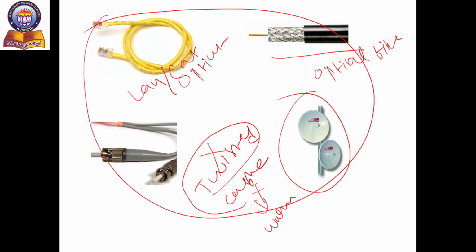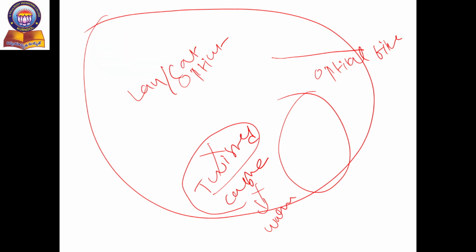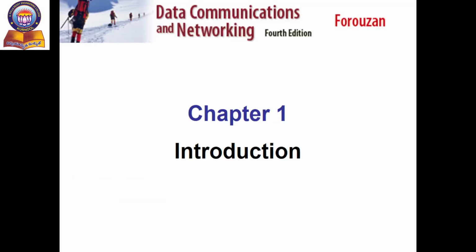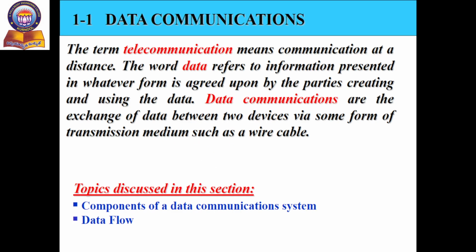So we are using optical fibers. These are made with optical fiber, which transfers data at a very high rate compared to the previous types of cables. These are the different types of cables we use for transmission. And coming to the previous points, we have seen the basic definition of data communication: the exchange of data between two devices via some form of transmission medium such as wire cables.